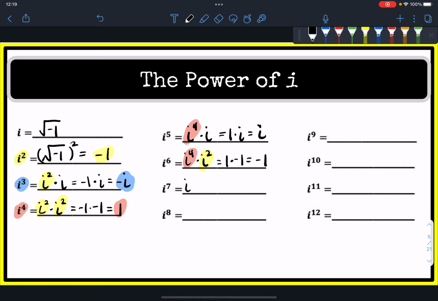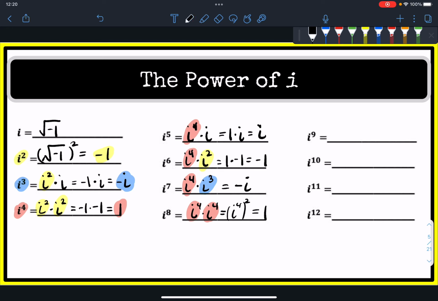Now i to the seventh power, using the same strategy, using i to the third with i to the fourth. Again, we know from the definition of i to the fourth that this is going to equal 1. And since i to the third is equal to negative i, we're multiplying 1 with negative i, so I end up with negative i again. And well, i to the eighth, that's simply i to the fourth times i to the fourth, which can be written as i to the fourth to the second power, two factors of i to the fourth. And again, that's going to equal 1, because since this is equal to 1, we're multiplying 1 by itself. So 1 times 1 is 1.